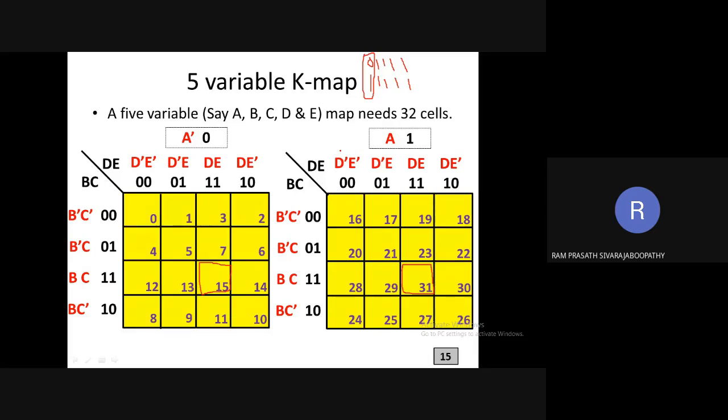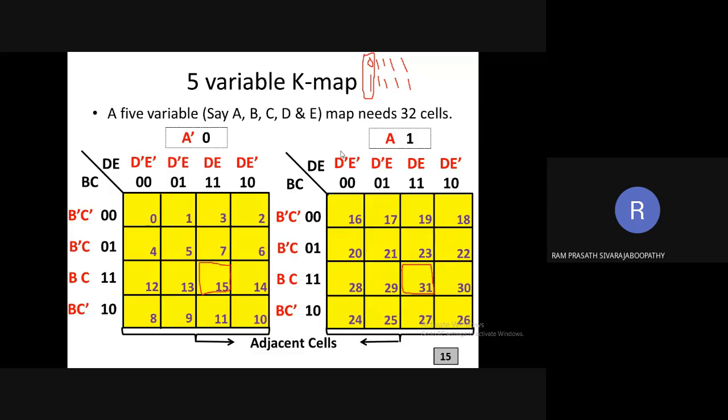So while grouping, we have to be a little careful. Is it clear for all of you? Both these 16 cells are adjacent to the same-order cells of the next K-map. Both are adjacent cells. All the 16 cells are adjacent to their corresponding 16 cells in the second table. So both together form our 5 variable K-map table. Is it clear?